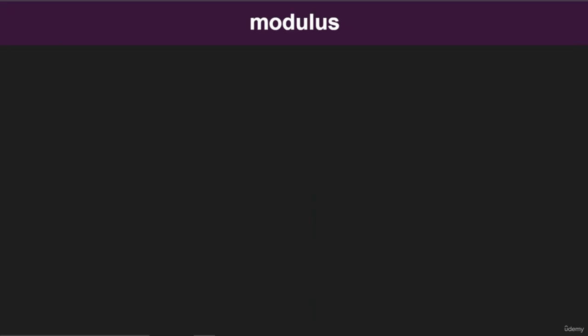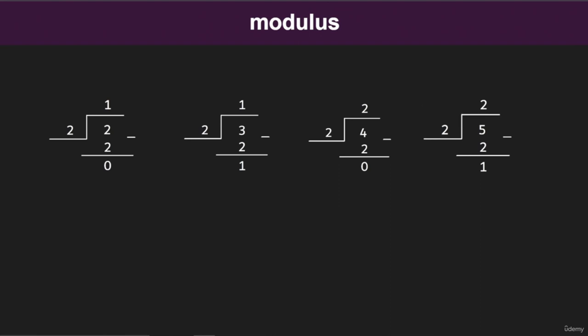Okay. The next function is the modulus function. The modulus function, or the remainder, is the remaining value after the division operation. So we notice in the first example that the modulus value equals 0, and in the second example, the modulus value equals 1. In the third example, the modulus value equals 0, and in the fourth example, the modulus value equals 1. And each time the number increases, the modulus value will be between 0 and 1.